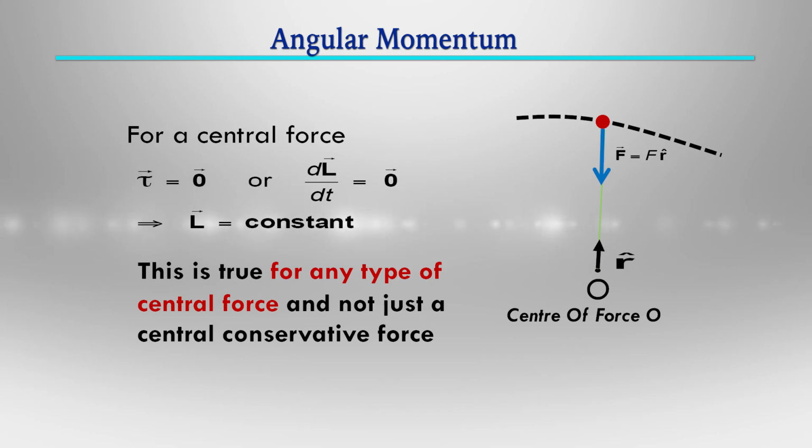What does that tell us? That tells us that because the net torque due to a central force is 0, the angular momentum of the particle about the center of force is also constant. So the angular momentum L is constant, and remember that this is true for any type of central force and not just a central conservative force. For any central force, the torque about the center of force is 0 and the angular momentum is a constant. So the angular momentum is conserved for a motion under a central force, be it conservative or not.